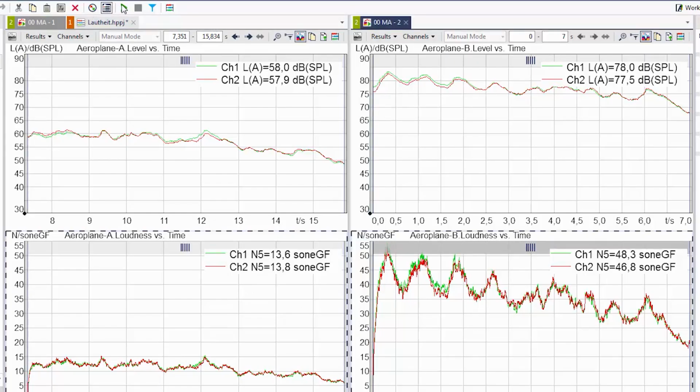I play the second one again. First aeroplane and second.